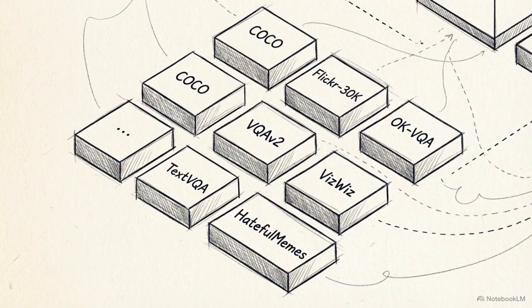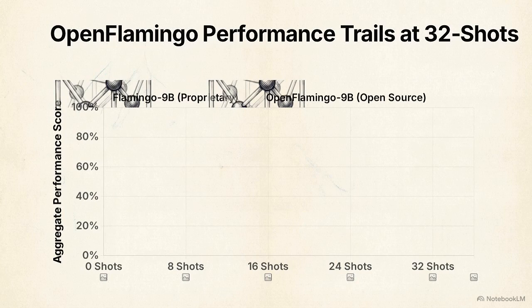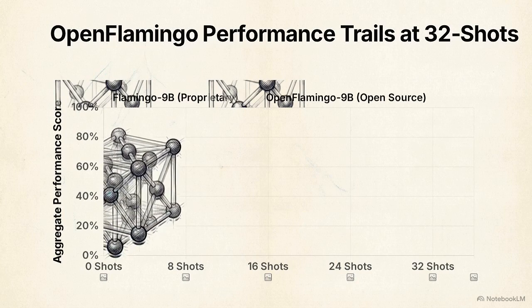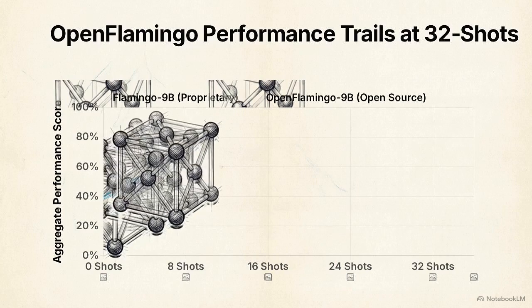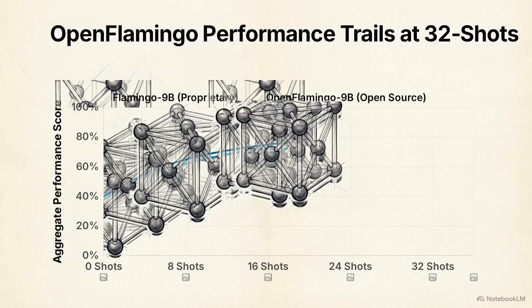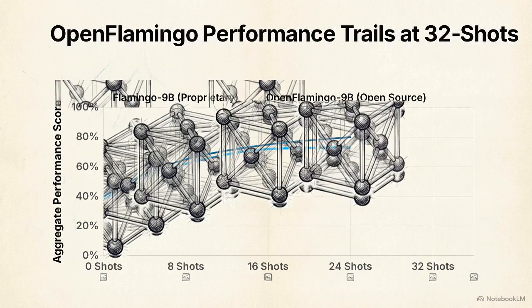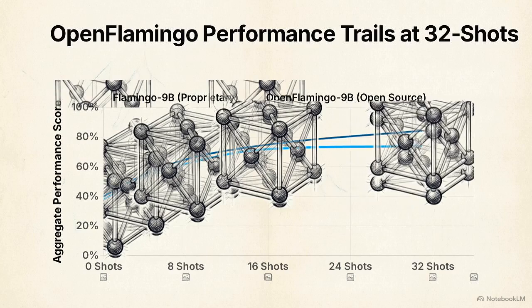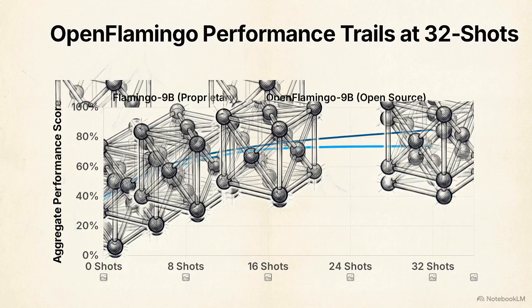To benchmark the replication, researchers evaluated OpenFlamingo across 7 vision language datasets. They measured in-context learning by testing the model's capacity to scale across 0, 4, 8, 16, and 32 shots. This trend graph tracks performance from 0 to 32 shots. The 9 billion parameter model mirrors proprietary scaling, improving significantly with more examples. However, at the 32-shot mark, the performance gap widens, suggesting limitations inherited from the training data.